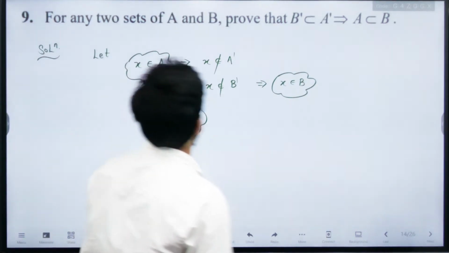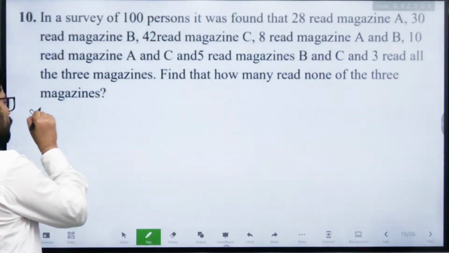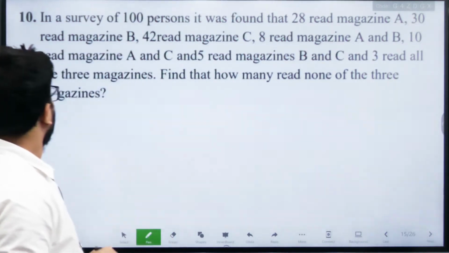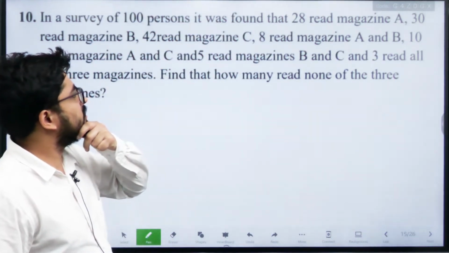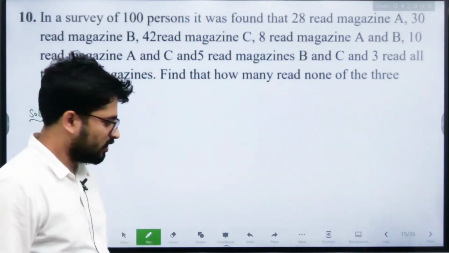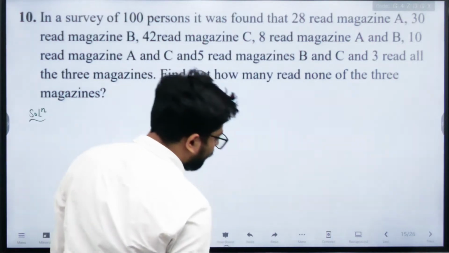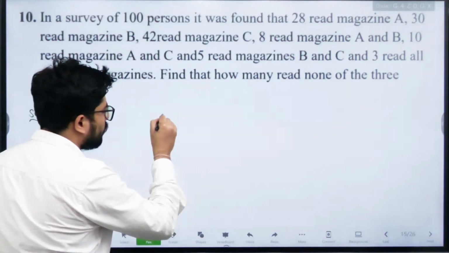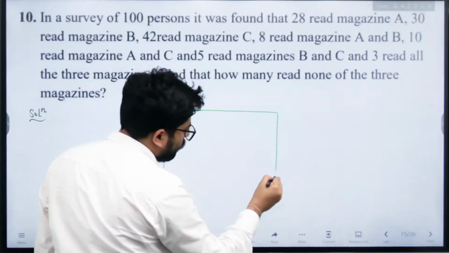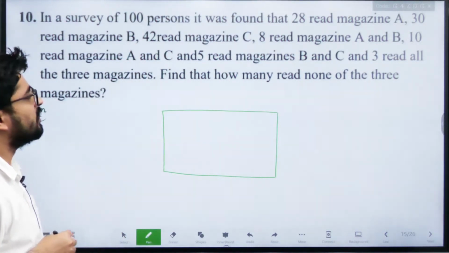Okay, now next question is, in a survey of 100 persons, it was found that 28 read magazine A, 30 read magazine B, 42 read magazine C. So let's do this question again using your Venn diagram. First of all, draw the universal set. In this universal set, how many elements do we have? 100. We have a total survey of 100 persons.